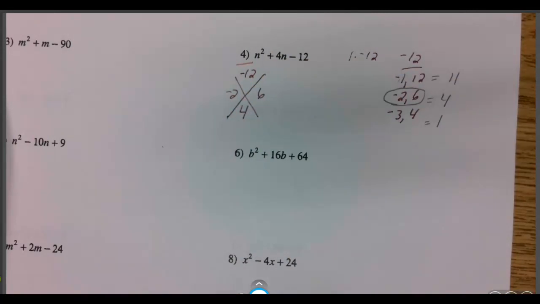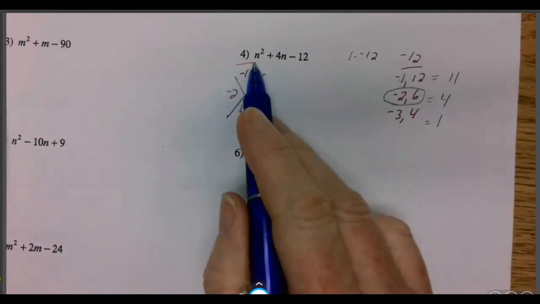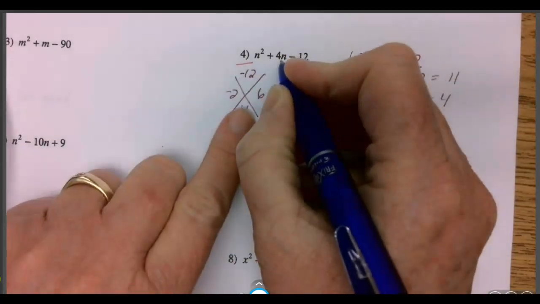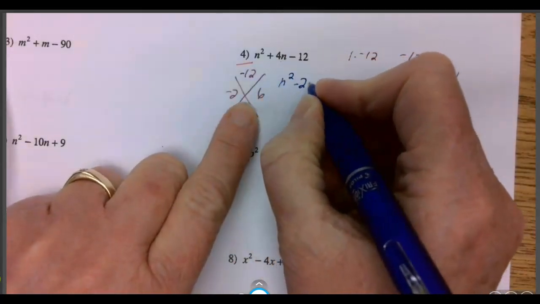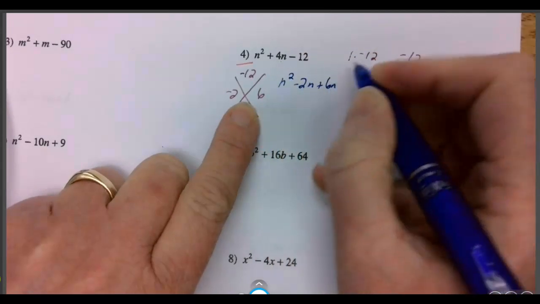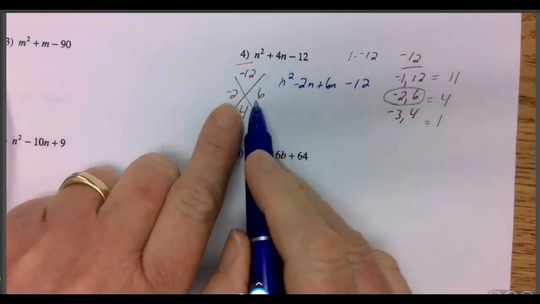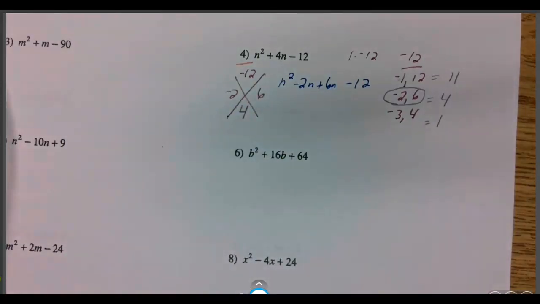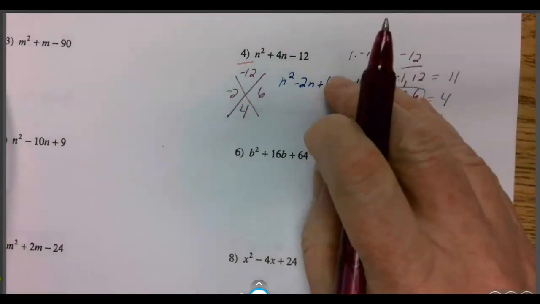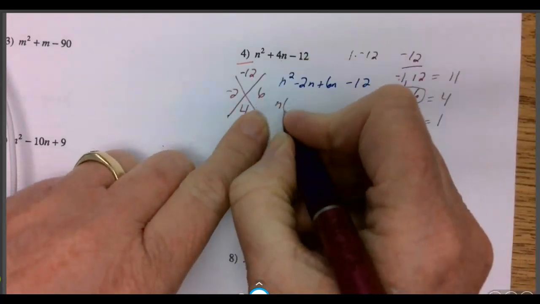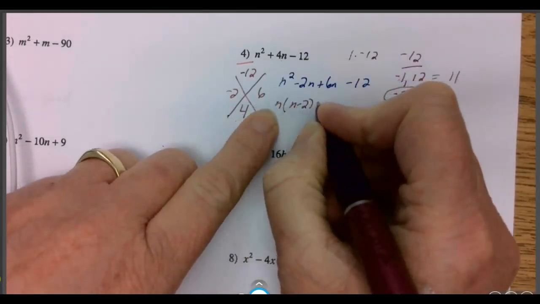We now write out the trinomial in expanded form. So n squared, and in place of 4n, we put negative 2n plus 6n, and then minus 12. So we just have taken the 4 and we've expanded it with these two numbers here. We're now going to factor by grouping. So again, we take the greatest common factor out of the first two terms. That would be n. So I have n minus 2 left.